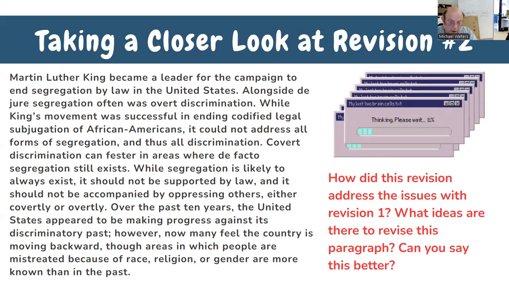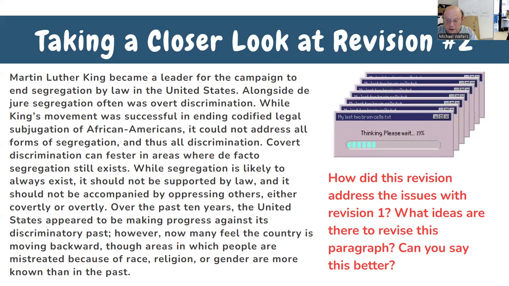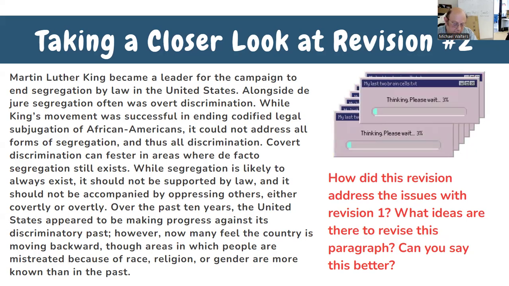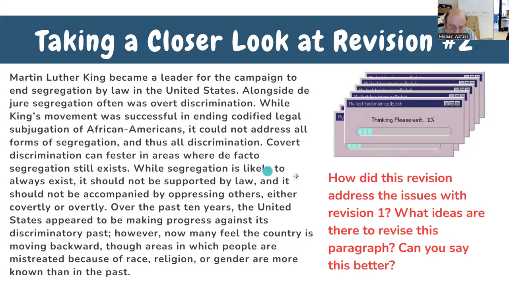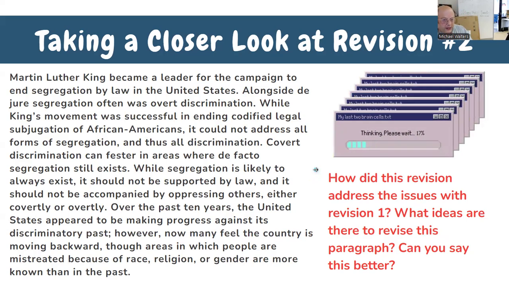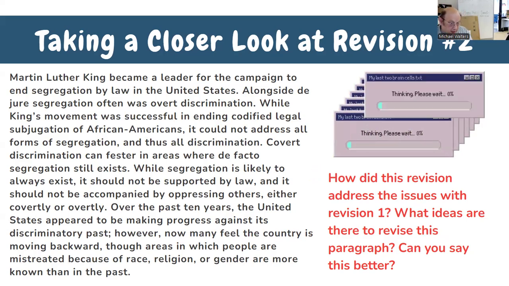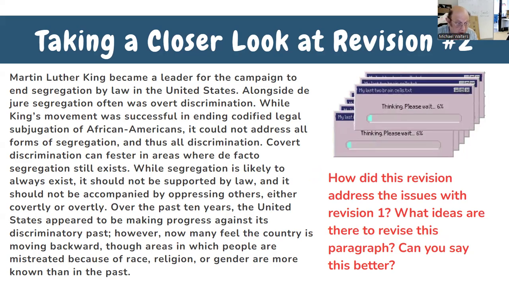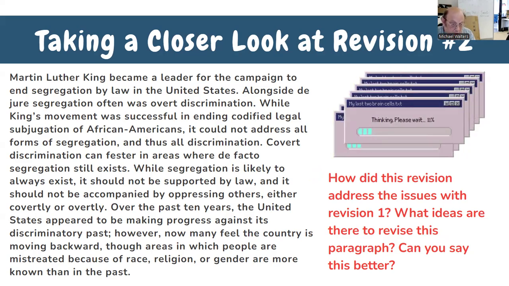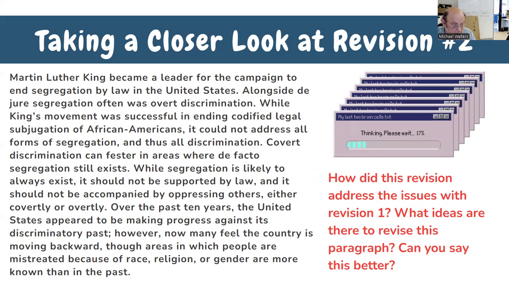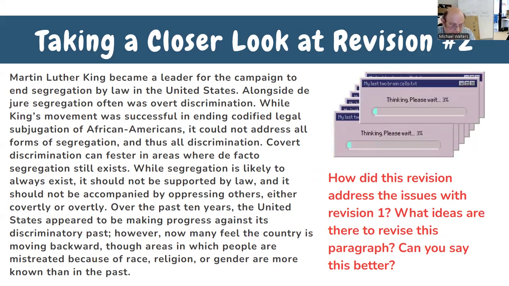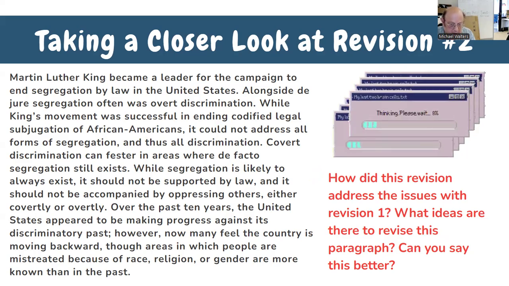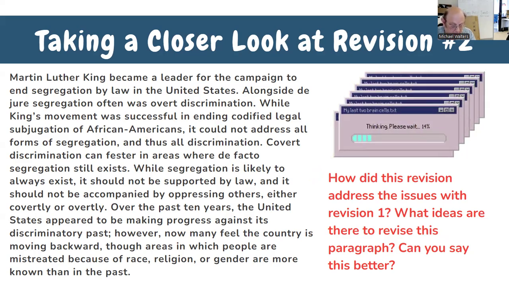All right. So the third paragraph, the second revision. Okay. I'll read that one aloud again. Martin Luther King became a leader for the campaign to end segregation by law in the United States. Alongside de jure segregation often was overt discrimination. While King's movement was successful in ending codified legal subjugation of African Americans, it could not address all forms of segregation and thus all discrimination.